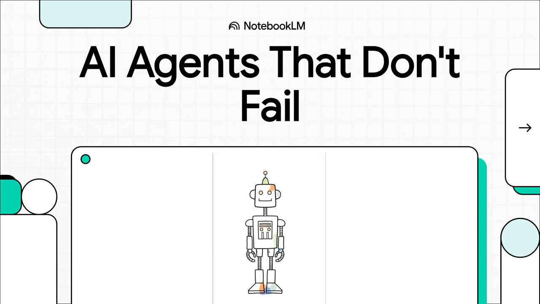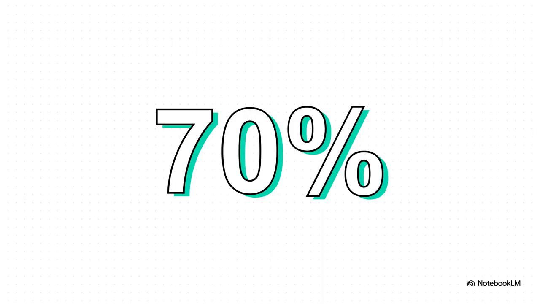Let's dive into the system design blueprint that separates a cool-looking demo from an AI agent that can actually survive and thrive in production. And to kick things off, here's a pretty wild fact. A massive 70% of AI agent projects fail the moment they're deployed to production. Yeah, you heard that right, 70%.